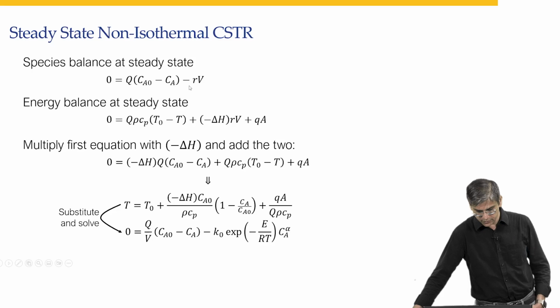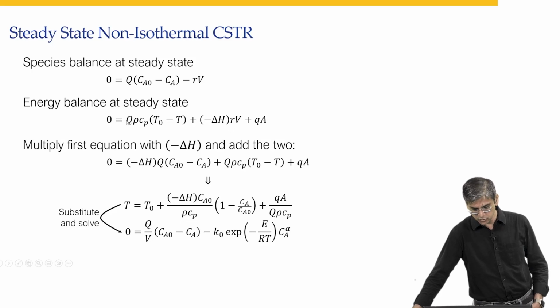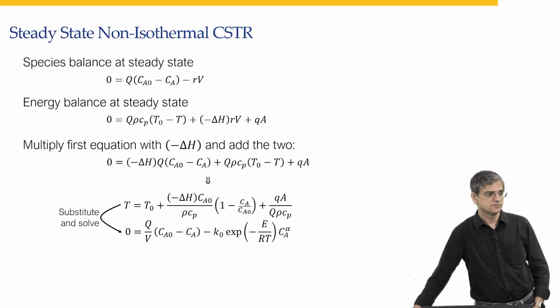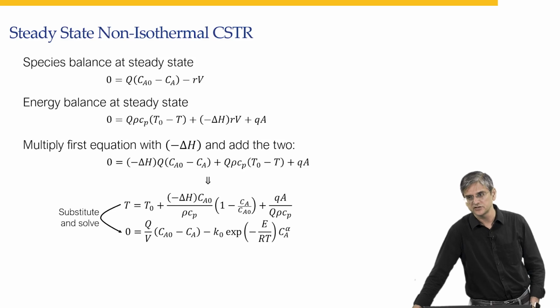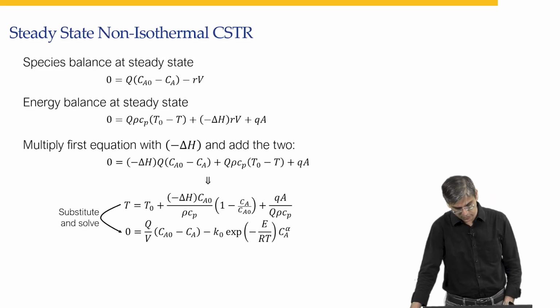What you can do over here is basically see that RV is nothing but Q multiplied by Ca naught minus Ca. So, Q multiplied by Ca naught minus Ca can be substituted over here, okay. Then you divide by Q rho Cp. If you divide by Q rho Cp, you are going to get an equation which looks very similar to the equation that we did last time, okay. What will the equation look like? T is going to be nothing but T naught plus adiabatic rise in temperature multiplied by conversion, okay.